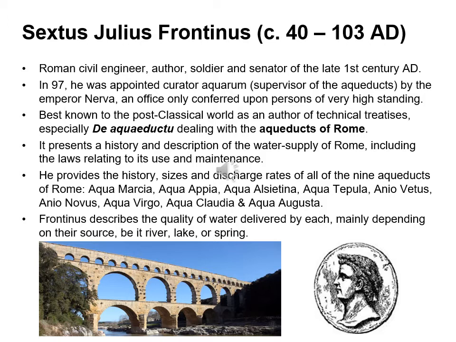He is best known to the post-classical world as an author of technical treatises such as De Aqueducta, dealing with the aqueducts of Rome. This publication presented a history and description of the water supply of Rome, including the laws relating to its use and maintenance. It provided details on the history, the size, the discharge rates of all the 9 aqueducts of Rome. He described the quality of water delivered by each, mainly depending on their source, be it a river, a lake, or a spring.